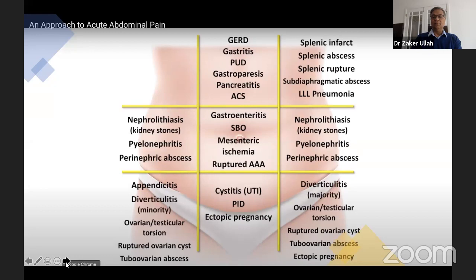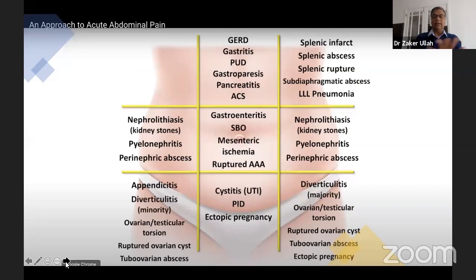I'll send you my lecture later on, so you will remember that. If it is epigastrium, most of the time you can find GORD, what we call in England, and Americans call GERD, gastroesophageal reflux disease, gastritis, peptic ulcer disease, then pancreatitis, and all these lists you can find.